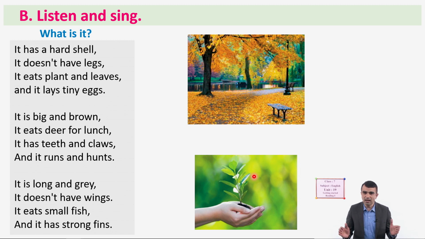It has a hard shell. It doesn't have legs. It eats plants and leaves, and it lays tiny eggs. It is big and brown. It eats deer for lunch. It has teeth and claws, and it runs and hunts. It is long and grey. It doesn't have wings. It eats small fish, and it has strong fins.